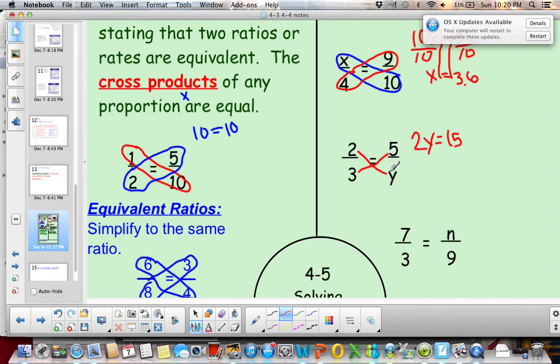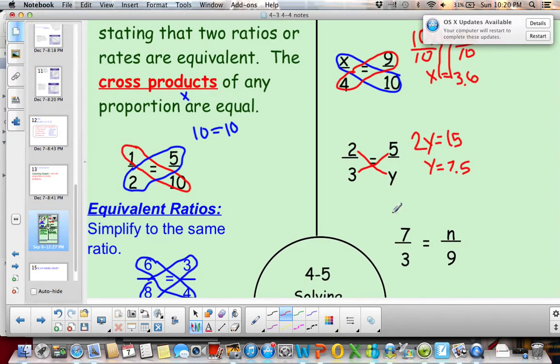Make sure you're always multiplying the cross products, not up and down, not across, always, I guess you could say, kitty corner. Okay? And then we divide both sides by 2, so we get y equals 7.5, because 15 divided by 2 equals 7.5.